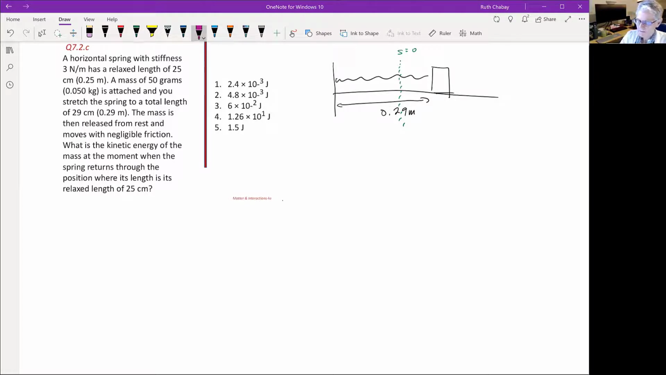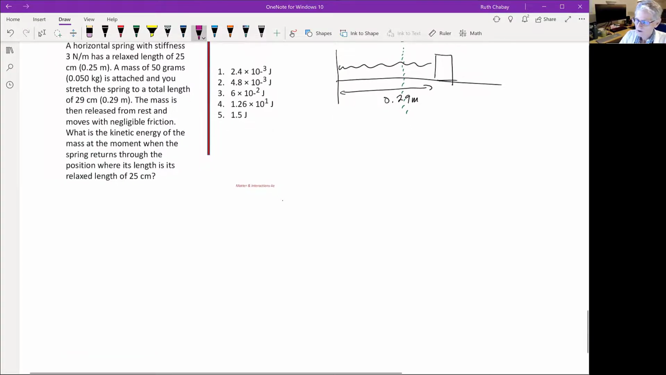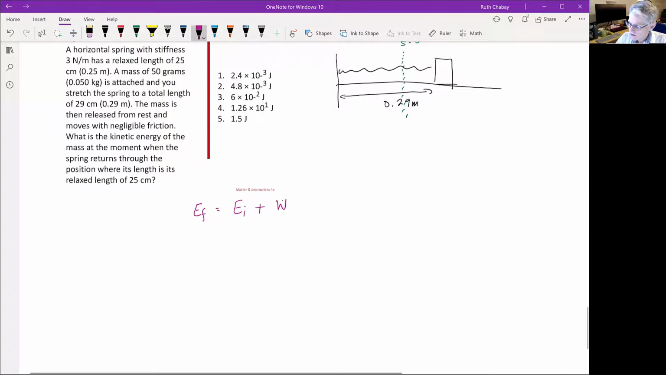So let's just work it out. It's an energy problem, so we just write out the energy principle, right? So we just say E final is E initial plus work. And the system is the spring and the block, and the surroundings, the only thing.